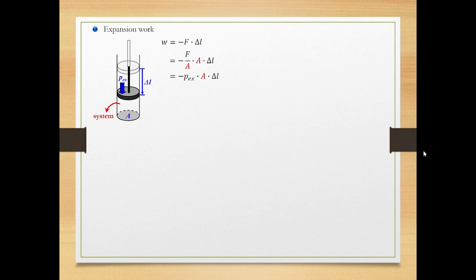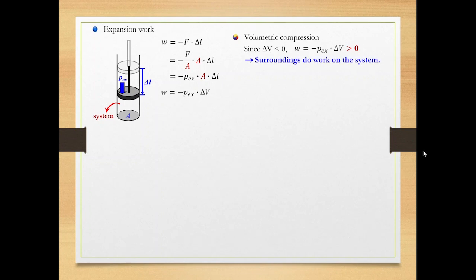Capital A times delta L is volumetric change, or delta V. In volumetric compression, delta V is negative. This would make work positive due to the negative sign, and it implies that surroundings do work on the system. Positive work also implies the system gains energy from the surroundings, leading to the increase of internal energy.